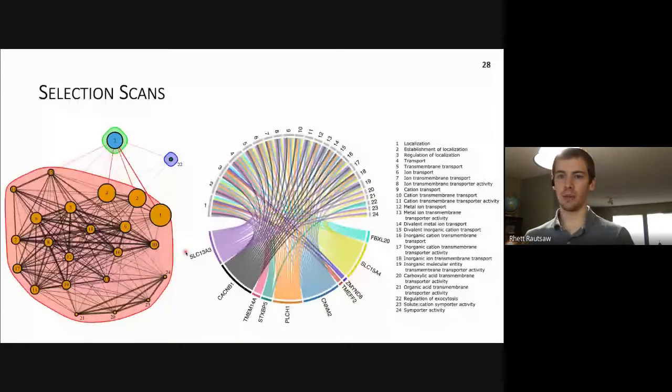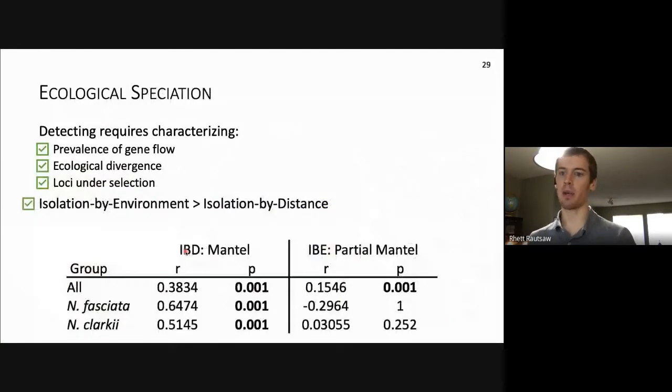So we can check that last box there and say that we have pretty solid evidence that ecological speciation is occurring, or driving at least divergence, within this group. Since we have gene flow, ecological divergence, loci under selection associated with that ecological divergence, and a pattern of isolation by environment.